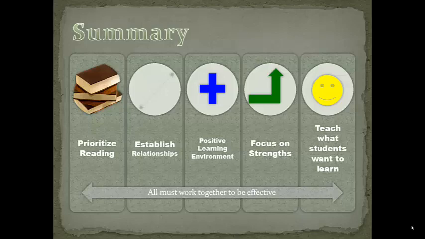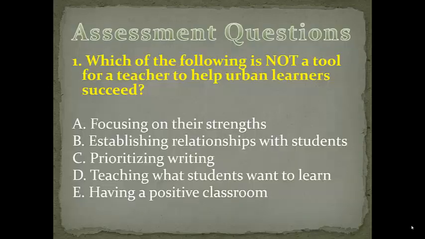The 5 tools mentioned all work together to help meet the needs of urban students by prioritizing reading, establishing relationships with students, creating a positive learning environment, focusing on student strengths, and teaching what the students want to learn. Urban students will perform better. This will lead to educated and productive young adults.